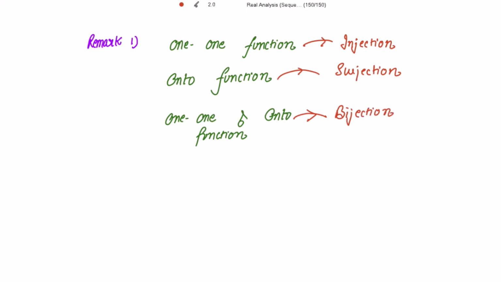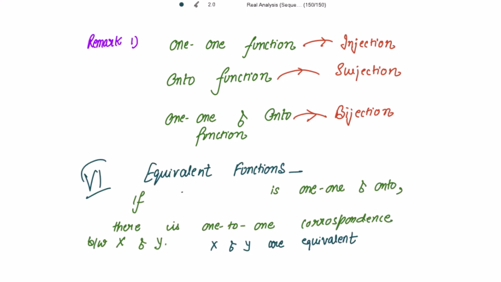Next is when the functions are equivalent. If f is a mapping from X into Y that is both 1-1 and onto, then there is a 1-to-1 correspondence between X and Y. Then we say that X and Y are equivalent, and we write that X is equivalent to Y.